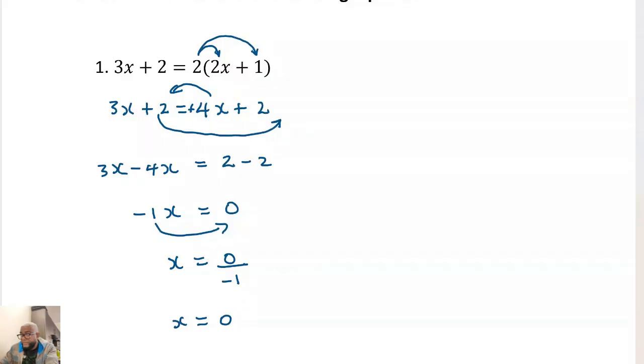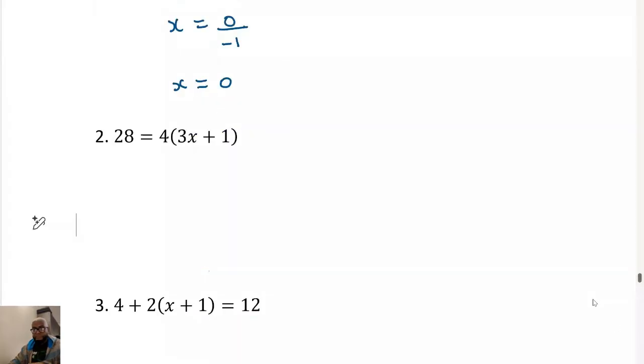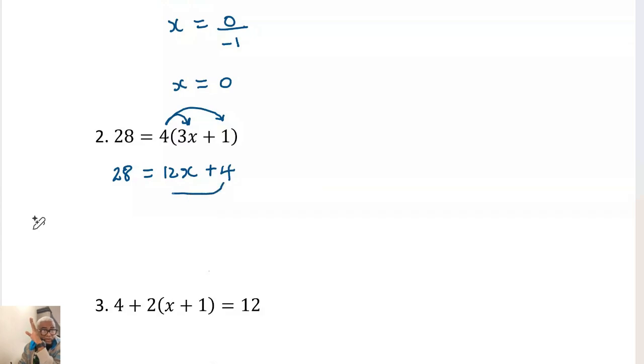So copy this one down, and then I'm going to give you all a little time to try it. So we go in. 4 is in front of the bracket here, so I'm going to multiply 4 by 3x and 4 by 1. So 28 would be equal to 4 3s are 12x, and 4 by 1 is 4, right? So 4 is going to come here, and what are we doing with it? 28 minus 4 is equal to 12x, right? 28 minus 4 is 24, and this will be equal to 12x, right?